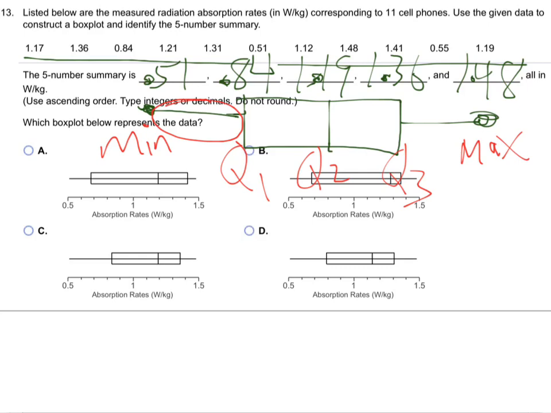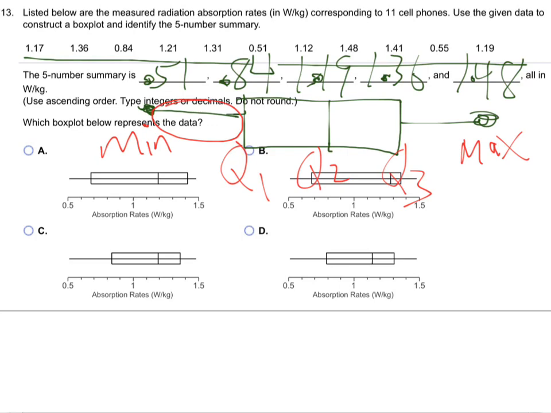So I want to look at these box plots now and tell me which one has Q1 at 0.84. Yeah, it's looking like C, isn't it? Do you see that?